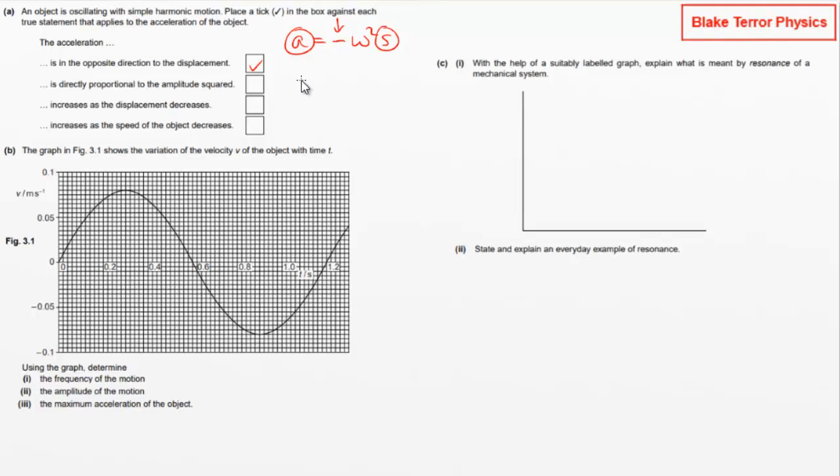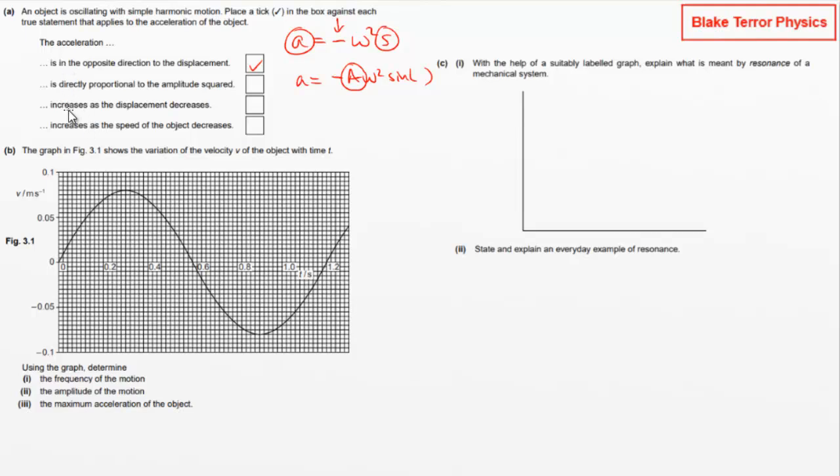Is the acceleration directly proportional to the amplitude squared? No, it isn't, because the acceleration is minus A omega squared, say sine whatever function we've got of the phase. So no, it's just proportional to the amplitude. It's not proportional to the amplitude squared. So we've got no tick there.